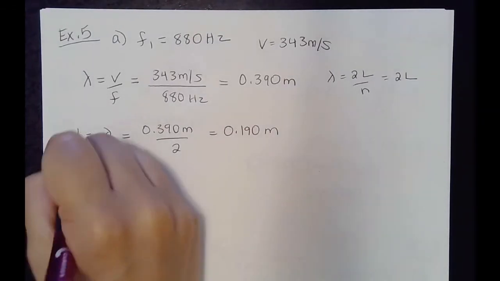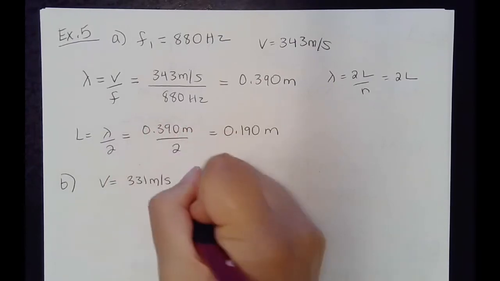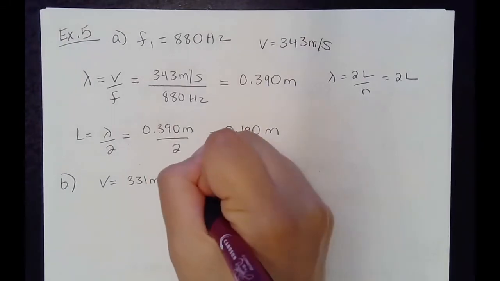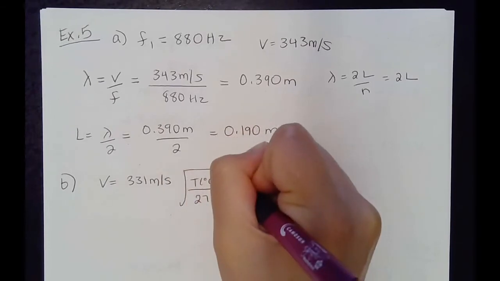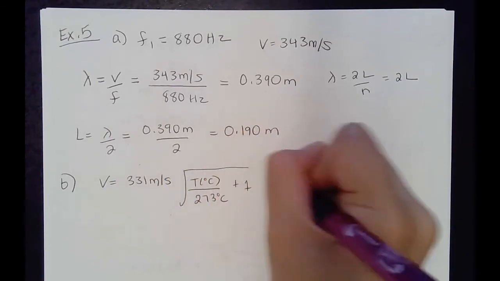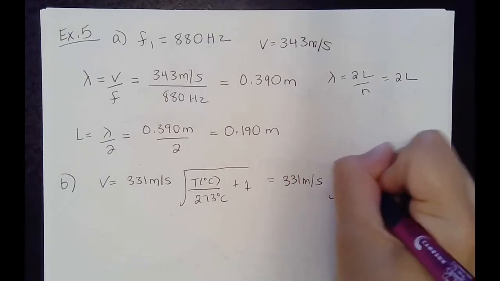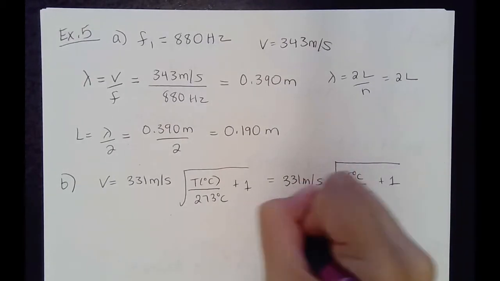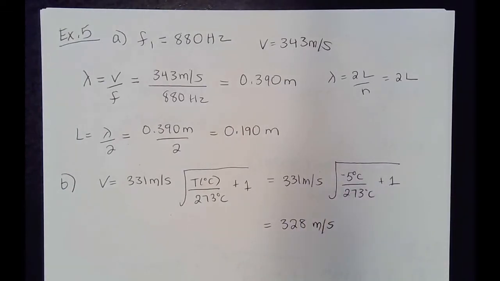All right, and then in B, now the temperature is -5 degrees, so we can use this formula. V equals 331 meters per second times the root of the temperature in degrees Celsius over 273 plus 1. So this is 331 meters per second times the root of -5 over 273 plus 1, which gives 328 meters per second. So the speed is lower on that cool day, or whenever the temperature is lower.